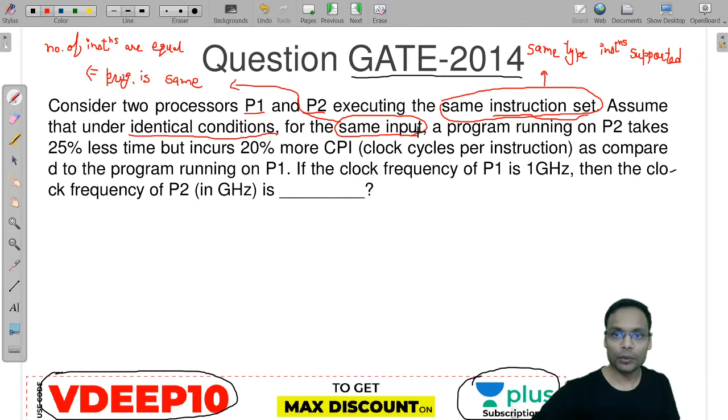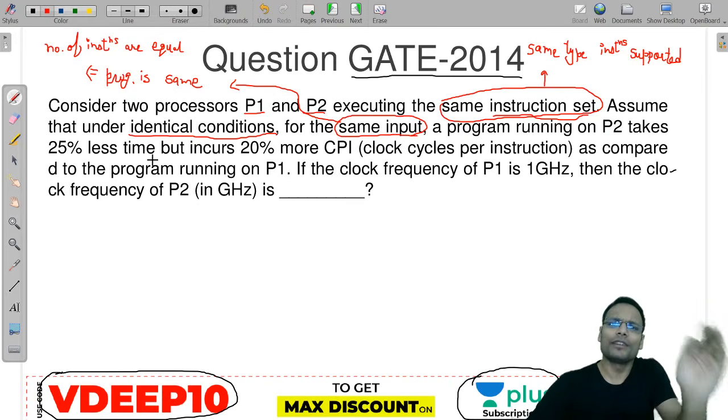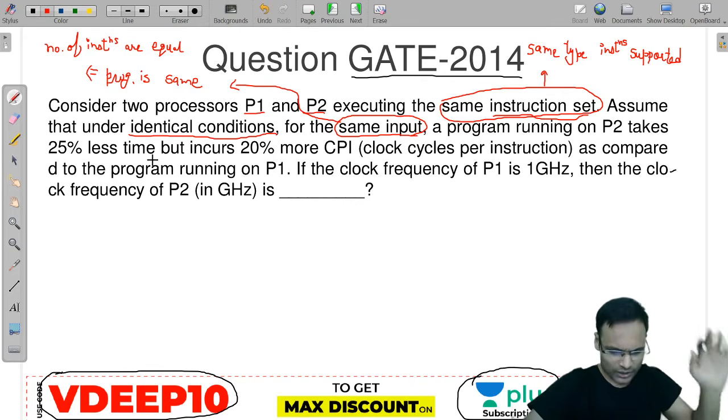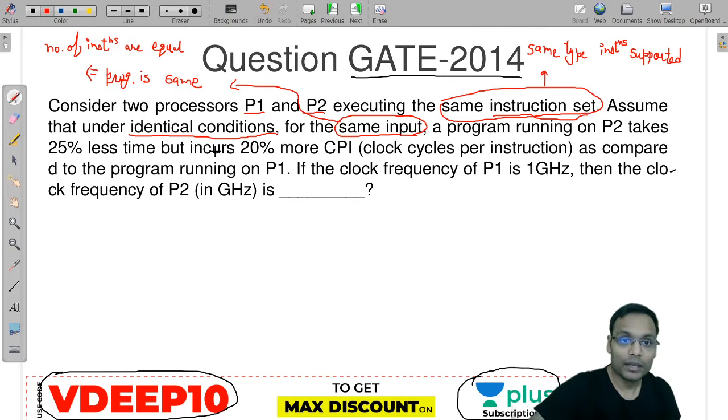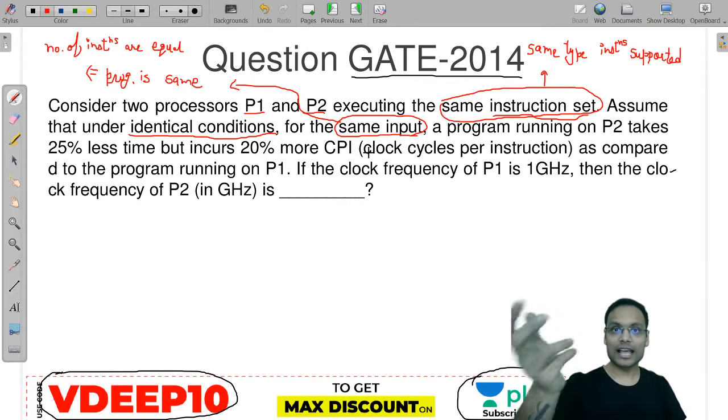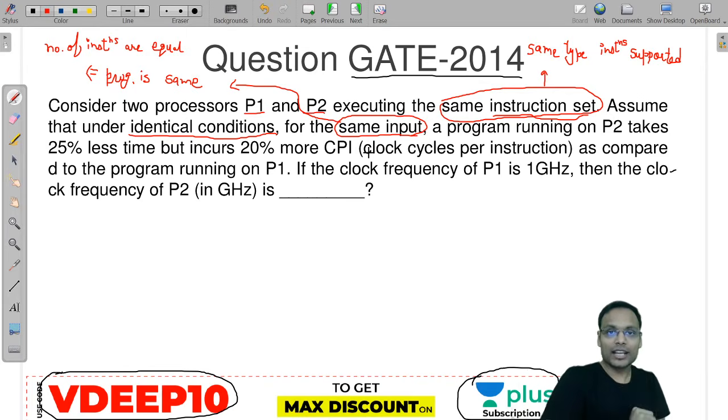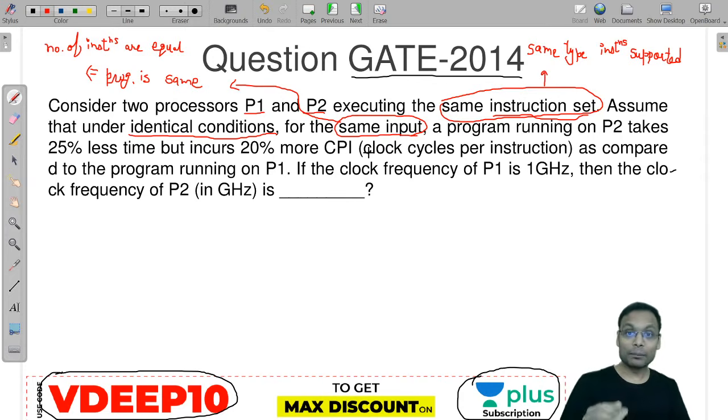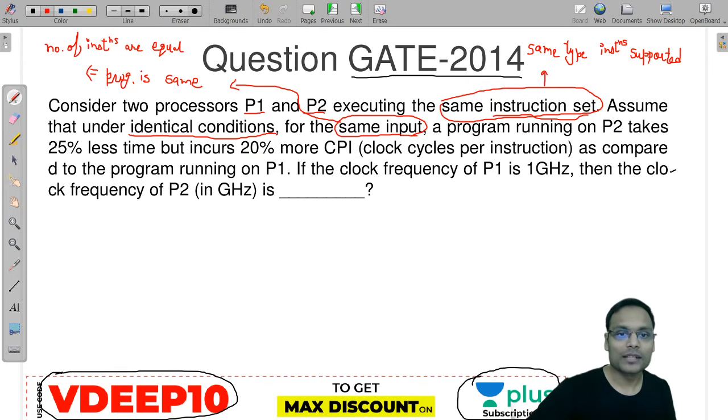Now, a program running on P2 takes 25% less time, 25% कम टाइम लगता है, क्यों? Because of internal working, जो भी CPU का डिजाइन है उसके अकॉर्डिंग. So 25% less time but incurs 20% more CPI. साइकिल्स पर इंस्ट्रक्शन ज्यादा है बट टाइम कम है. हर एक इंस्ट्रक्शन को एग्जीक्यूट करने के लिए जो टोटल टाइम दे रखा है वो 25% कम है. वो इसलिए कम है क्योंकि सीपीयू फास्ट हो सकता है, बट नंबर ऑफ साइकिल्स आर मोर, 20% मोर नंबर ऑफ साइकिल्स आर रिक्वायर्ड एज कंपेयर टू द प्रोग्राम रनिंग ऑन P1.